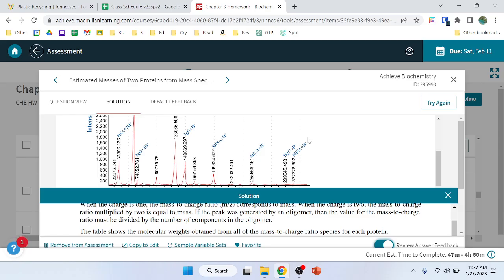However, we might have to look at whether it was generated by an oligomer. Then your mass to charge ratios are going to have to be divided by the number of components in that oligomer. So like if they bind together, if they have multiples of the same. For example, I think up here it has like 2. Yeah, see that? It's 2 of these bound together. Okay?